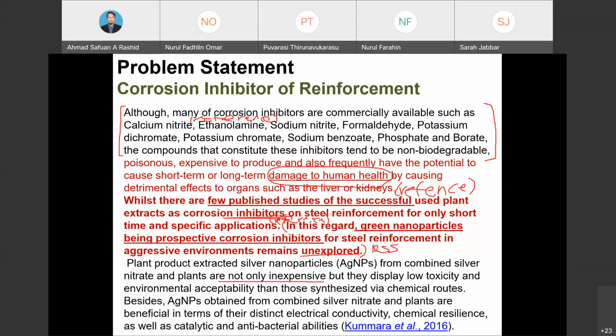But they display low toxicity. So this is the benefit of your study, so you should address the benefit as well, besides including the problem statement. So this is the problem statement. Unexplored, we can see this as a problem statement as well. But this is the solution to solve the problem, and this is the benefit. You also need to include the benefit of the study. So this is one example.